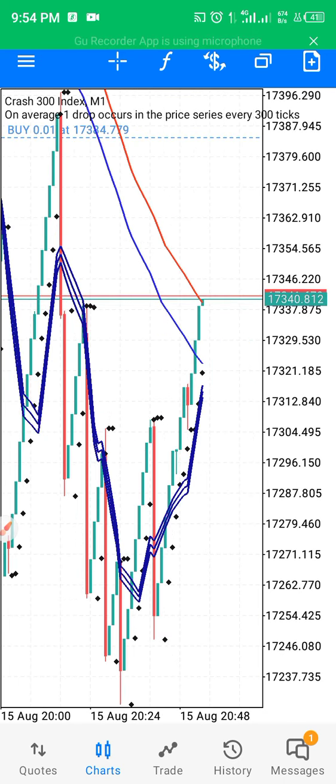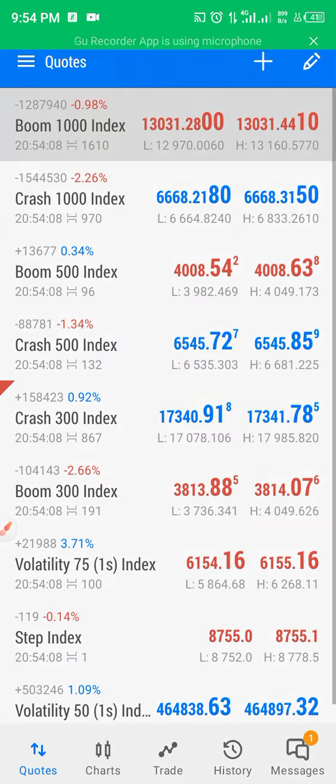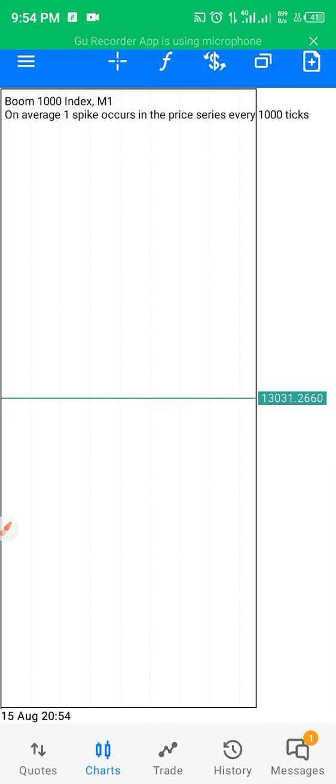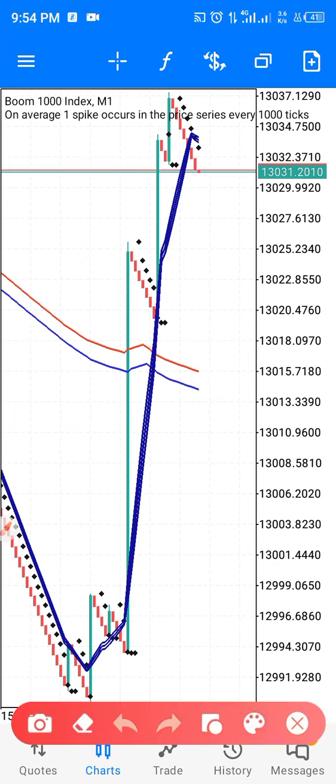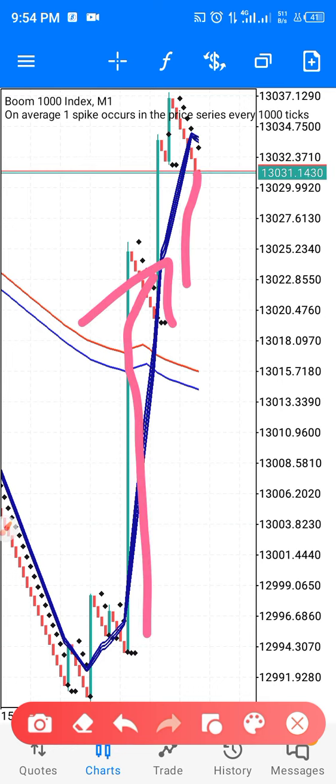So I'm going to look for another pair now. Let's say Boom. We have been trading on Crash, so let's check Boom. You know, Boom spikes upward, like you can see this very long spike. If you are able to catch it, it will give you a good amount of money.